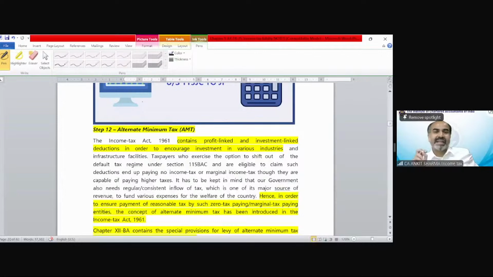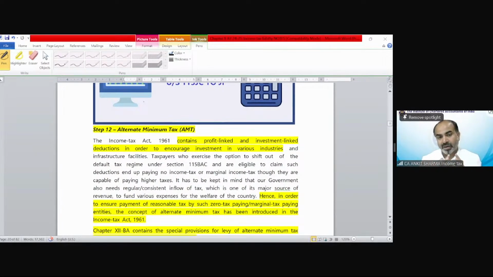So the Income Tax Act 1961 contains profit-linked and investment-linked deductions in order to encourage investment in various industries and infrastructure facilities. Due to the benefit of Section 35AD and Section 10AA, those entities taking the deduction of Section 10AA due to export turnover are not poor industries, and it is not that they are unable to pay tax. These industries could have a high profit margin, but due to the benefit provided by the income tax department, they might not technically be paying any tax due to the benefit they have taken under Section 10AA, Section 35AD, etc.